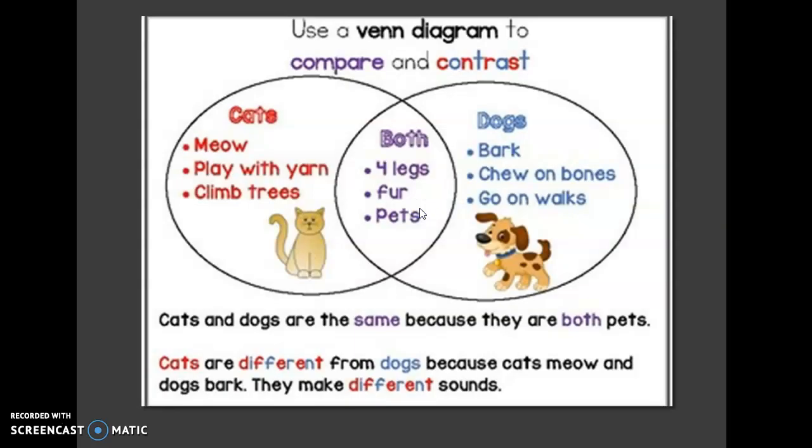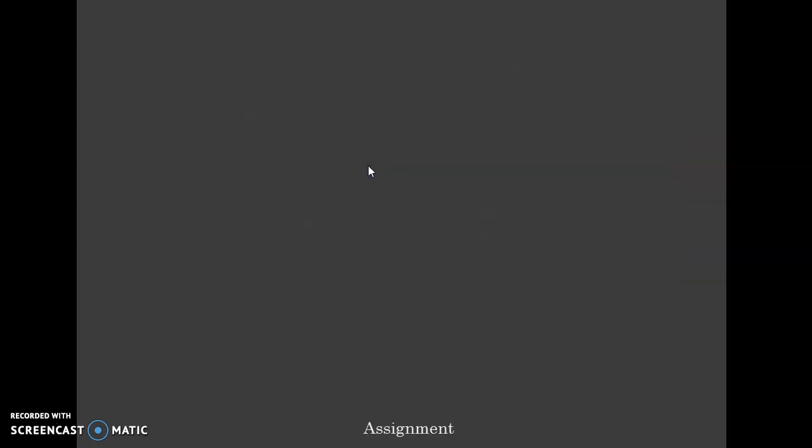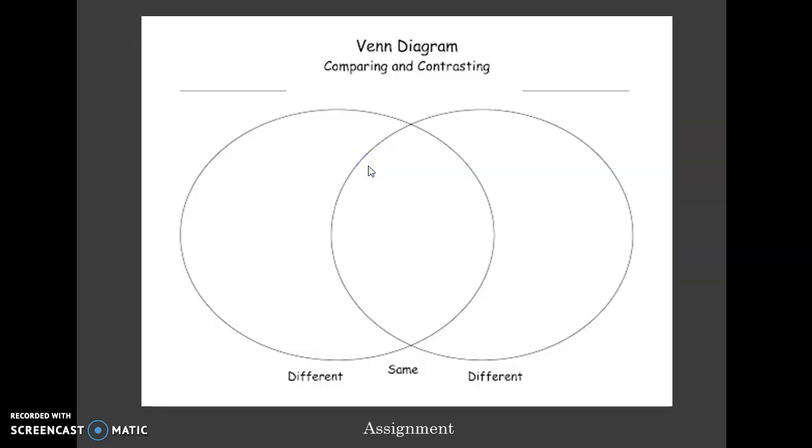You also might remember this one as a little bit of review, comparing and contrasting cats and dogs. They're very different. Cats meow, dogs bark, but they're also similar, or the same, or compared, in that they both have four legs, fur, and are pets. All right, enough with the review here, right? I want to challenge us to compare and contrast plants and animals.